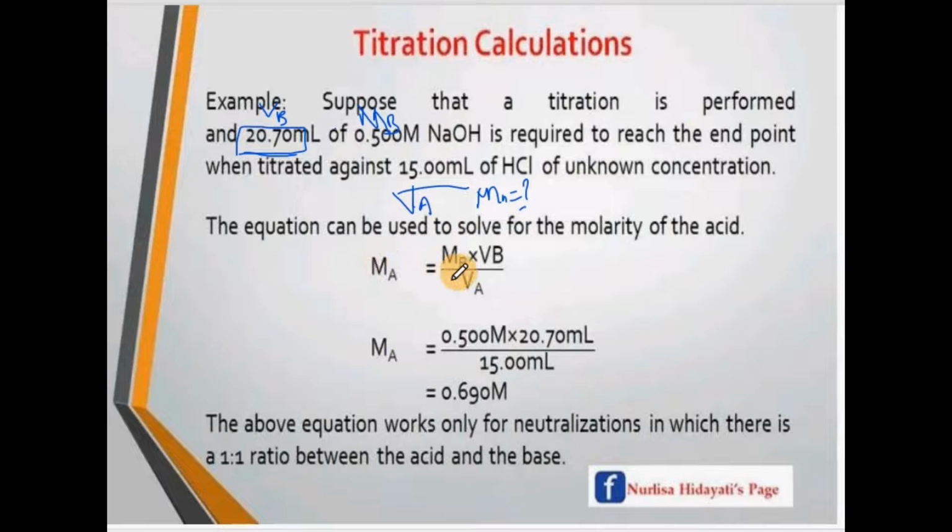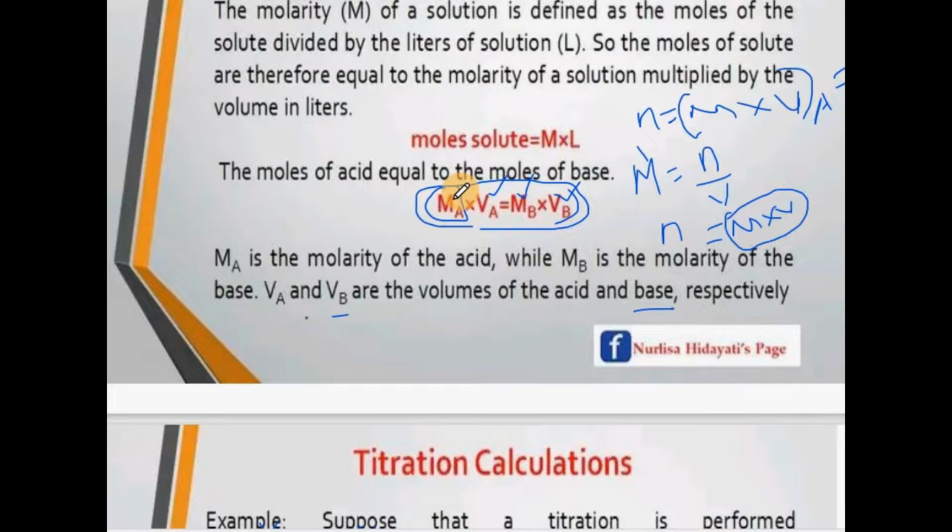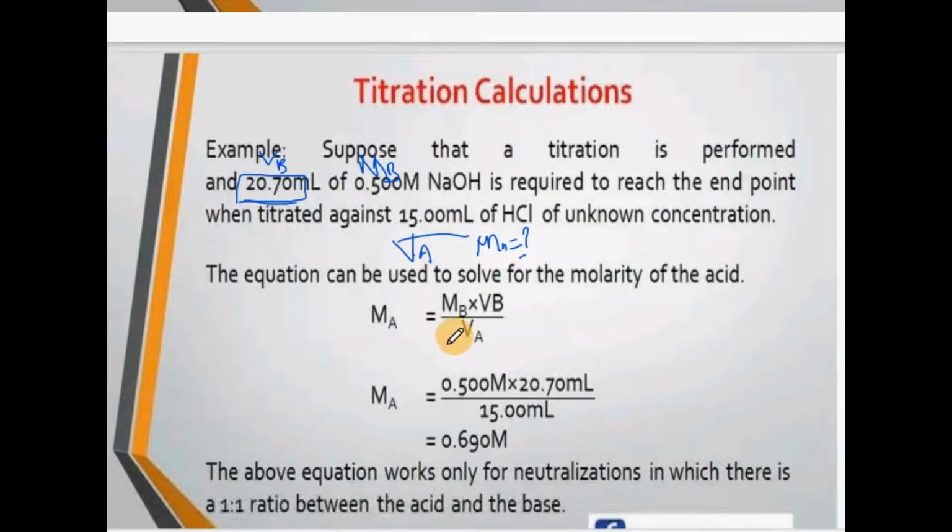If you have MA times VA equals MB times VB, and you make MA the subject from the expression we saw earlier, you have to divide by VA. So that's how come we have the VA here. Since we have these values, we can just put them in. The MA is what we are looking for. MB is the molarity of the base, which is 0.5. VB is the volume of the base, which is the titer value, 20.7. Then VA is the volume of the acid, which is 15.0.